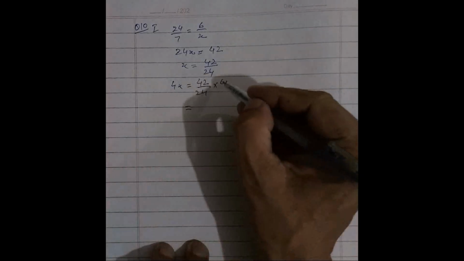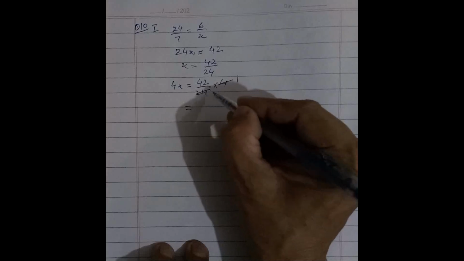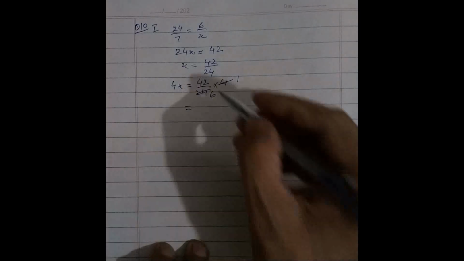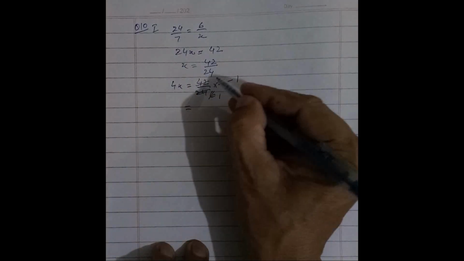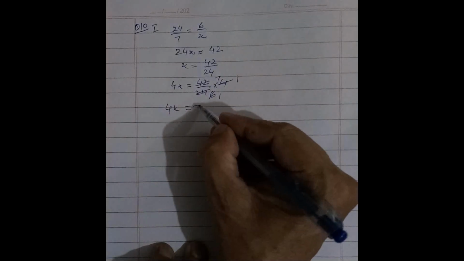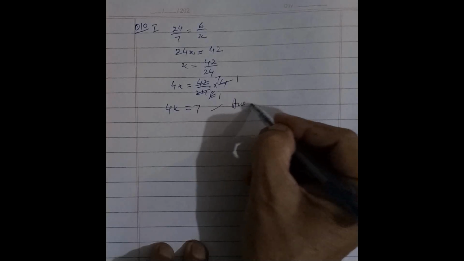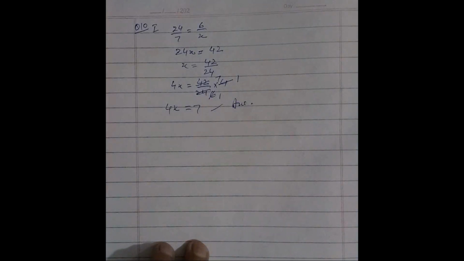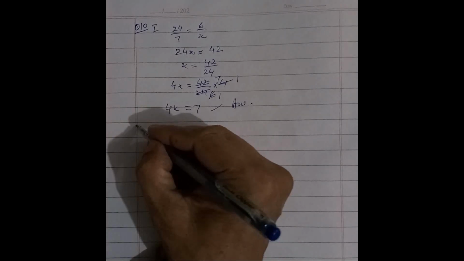Simplify these values. 4 ones are 4, 4 6s are 24, 6 ones are 6, 6 sevens are 42. Means 4x is equal to 7. And it is the answer of part 1.